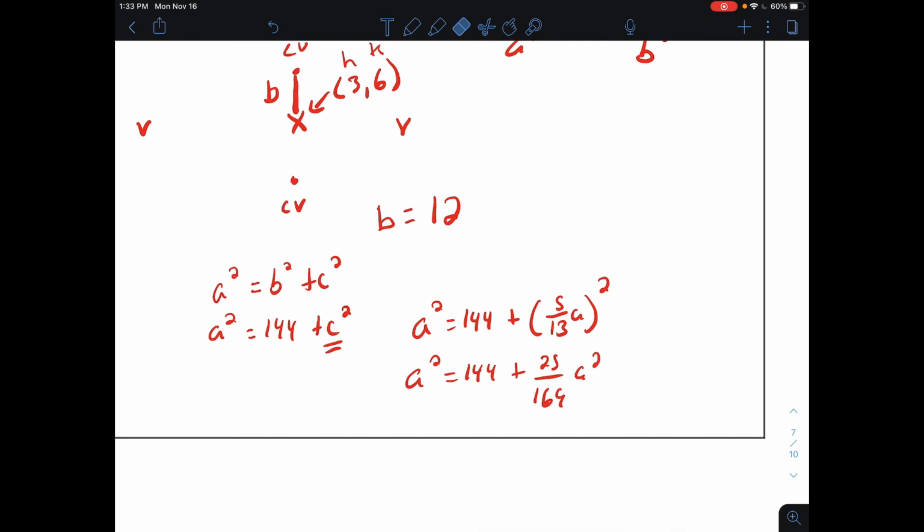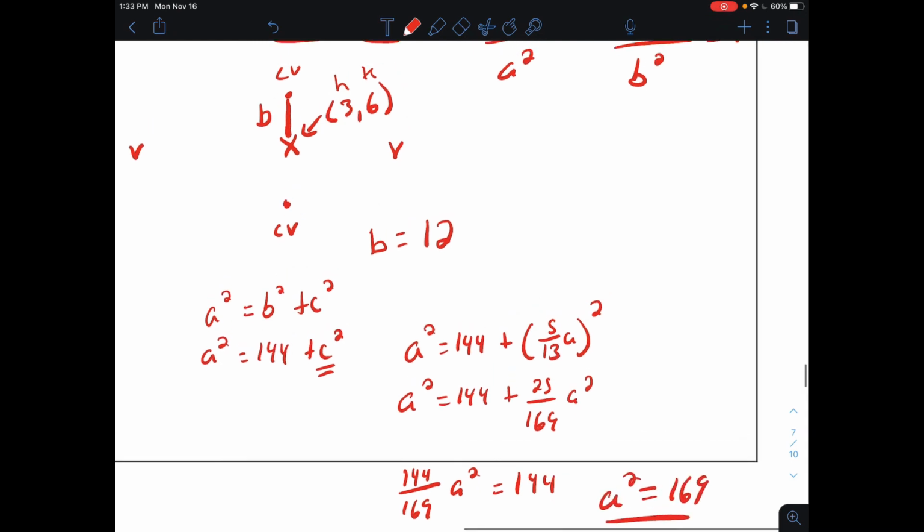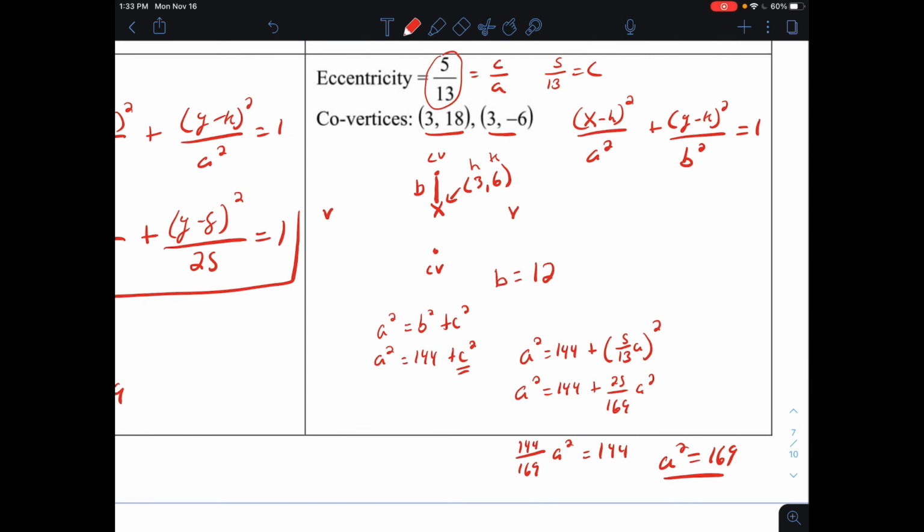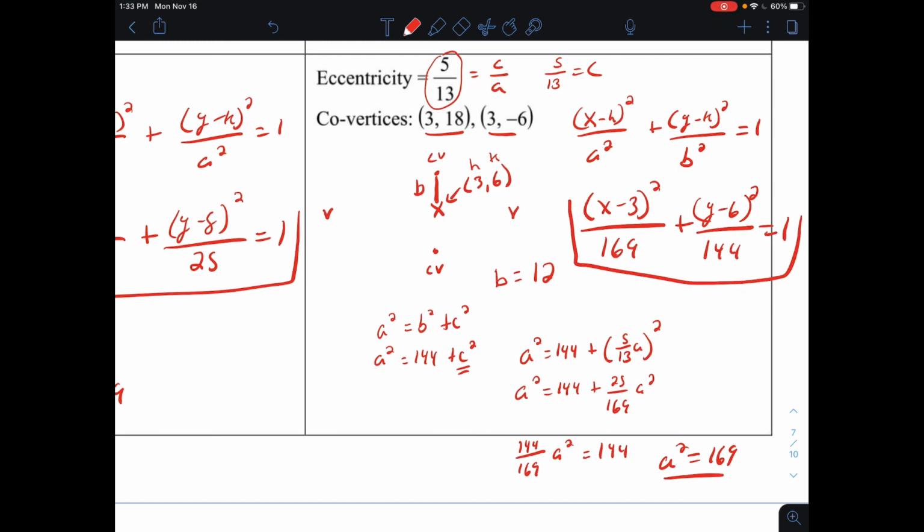So we'll get our numbers on the same side here to see what the constant is in front of the a squared. We get 144 over 169 a squared is equal to 144. And so we get a squared is equal to 169. And so a is 13, but we just need to know what a squared was to put all that back into our equation. So our standard equation here would be x minus 3 squared over a squared, 169, plus y minus k squared, y minus 6 squared, over b squared, 144, is equal to 1. And we have our standard equation for that ellipse.